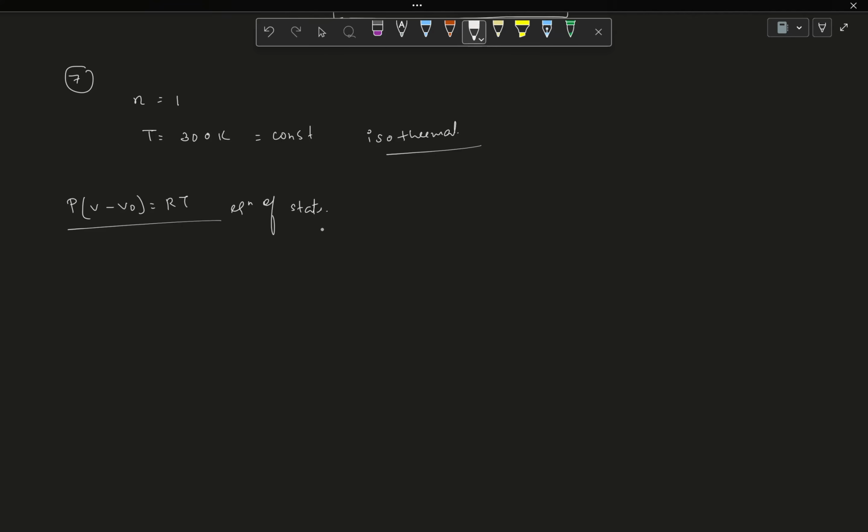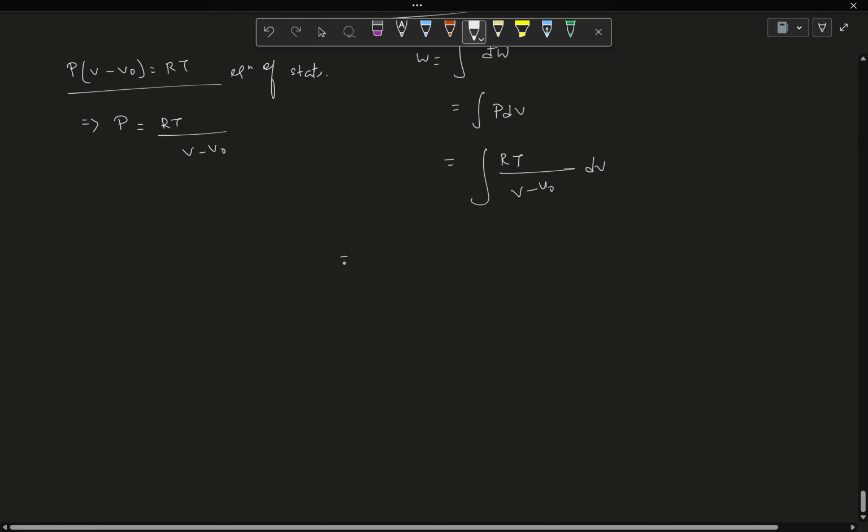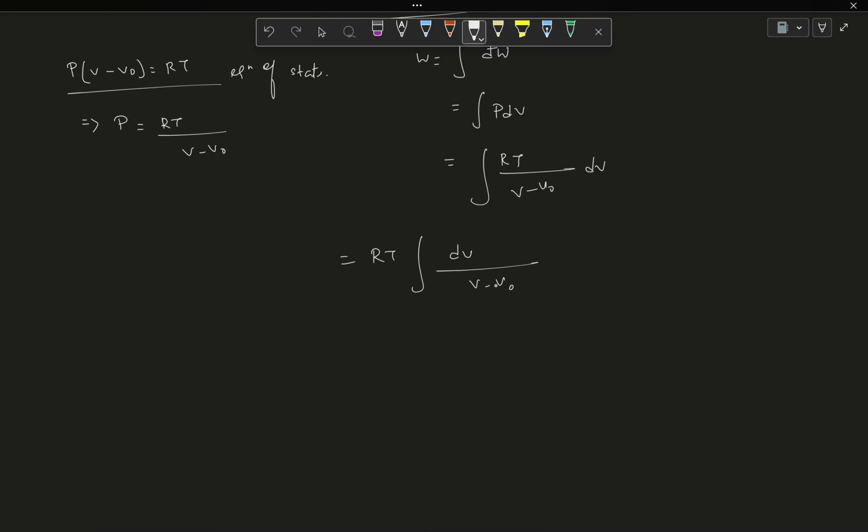Now you have to calculate the work done. You just take an integral over dW, right? That generic expression is P dV. Now P is something you have to take from the equation of state, because P is unknown here. So P is equal to RT by V minus V0. So this is just the integral of RT dV by V minus V0, right?